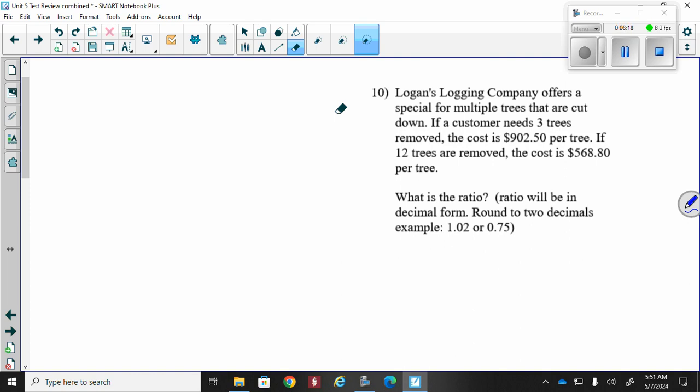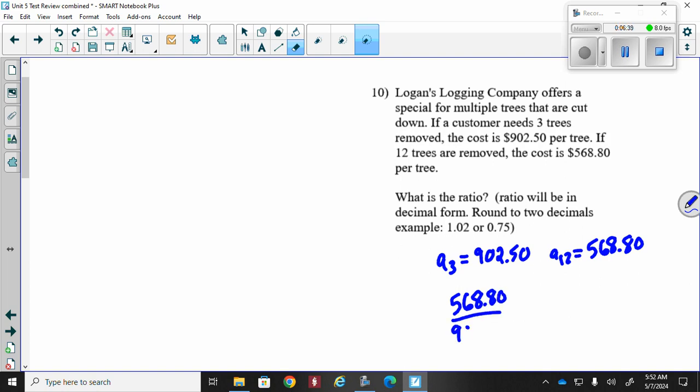All right, Logan's logging. You guys know this question. We've seen it several times. A of 3 is 902.5. And spoiler alert, if it's on the review, it's going to be on the test. So what we're doing is we're taking the later term. And the reason I'm using this problem so many times is because it's forcing you to notice that the smaller number is actually the bigger number. So 568.8 divided by 902.5.